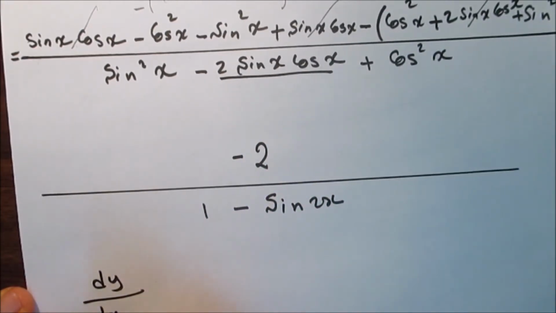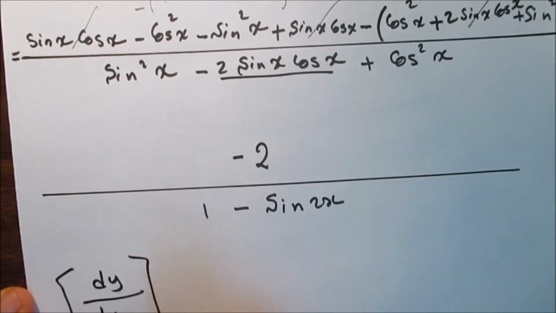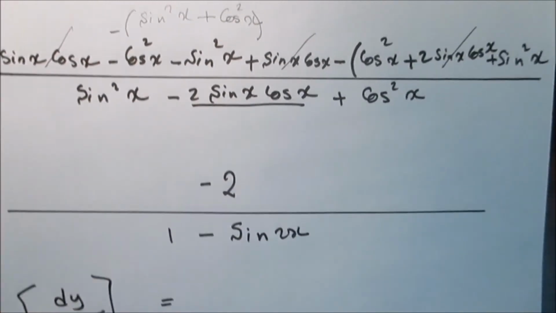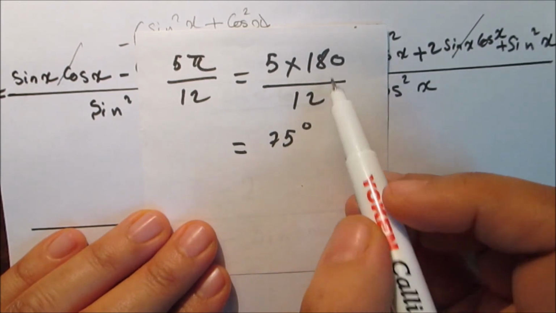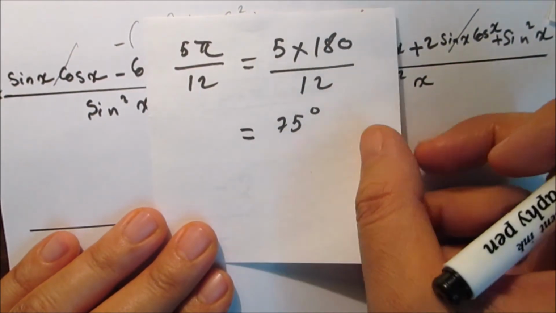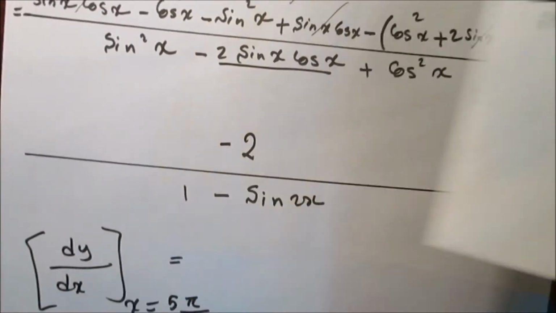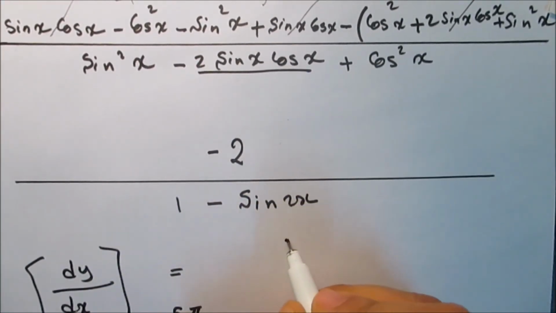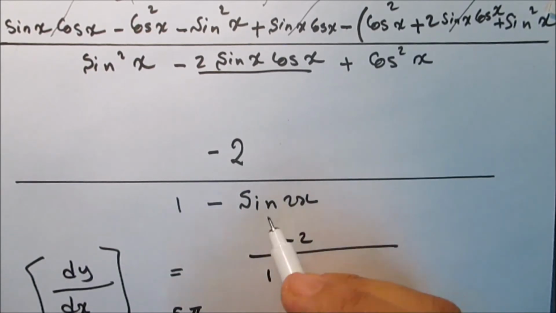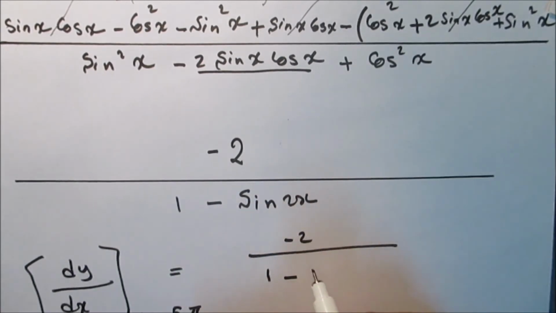Dy by dx at x equals 5 pi over 12. What's 5 pi over 12? 5 pi over 12 means 5 times 180 over 12. Simplify to get 75 degrees. So 5 pi over 12 is 75 degrees. Substitute 75 for x. So we have negative 2 over 1 minus sine of 75 times 2, which is 150, so 1 minus sine 150.